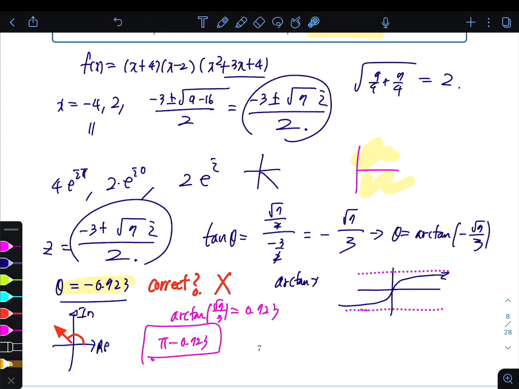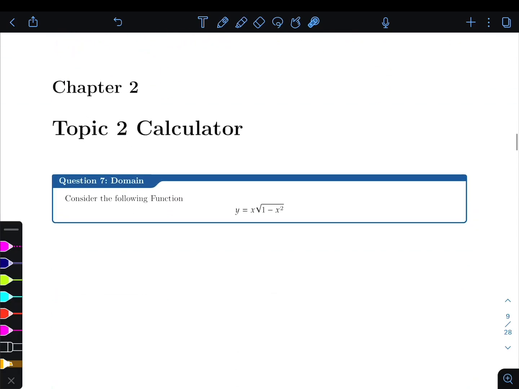Where does my negative happen? Because tangent can be negative in the second and fourth quadrants, but if you use inverse tangent right away, it is going to only give you one solution because it's supposed to be a one-to-one function. Okay? That's great.